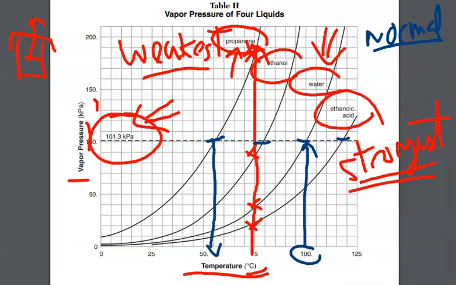Another question you could be asked, what is the temperature at which ethanol will boil if it has a vapor pressure of 150? Well, you go to 150, of course you go over, you find ethanol, and then you would go down and read it off of the graph. We are going to go over 3 Regents Chem questions, and let's see if you understand the vapor pressure diagram.